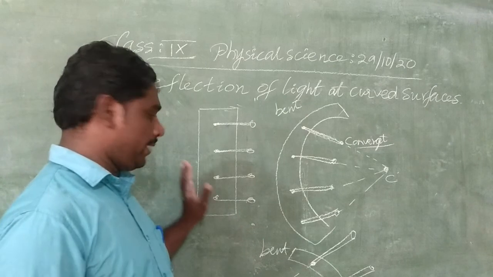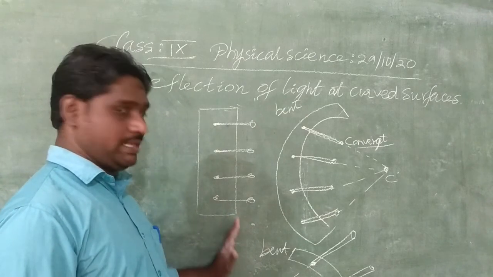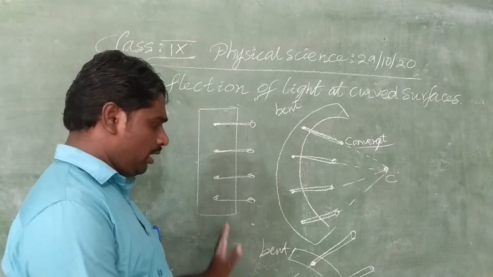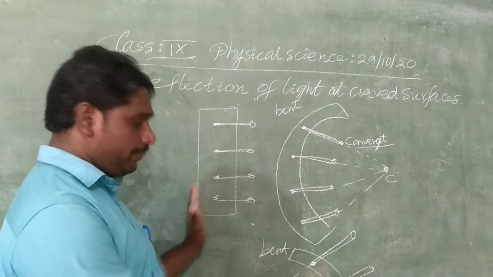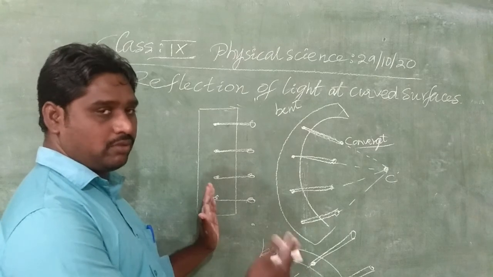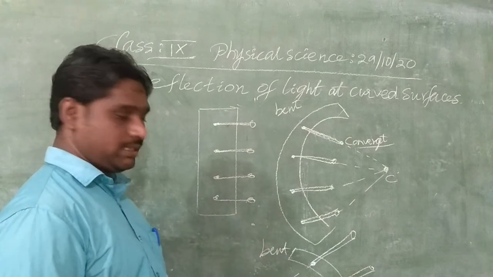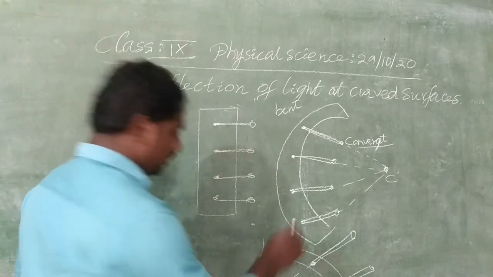In the case where the rubber sole is bent outward, what happens? The pins appear to diverge from each other. They appear to diverge from one point. This point is called the center of curvature.